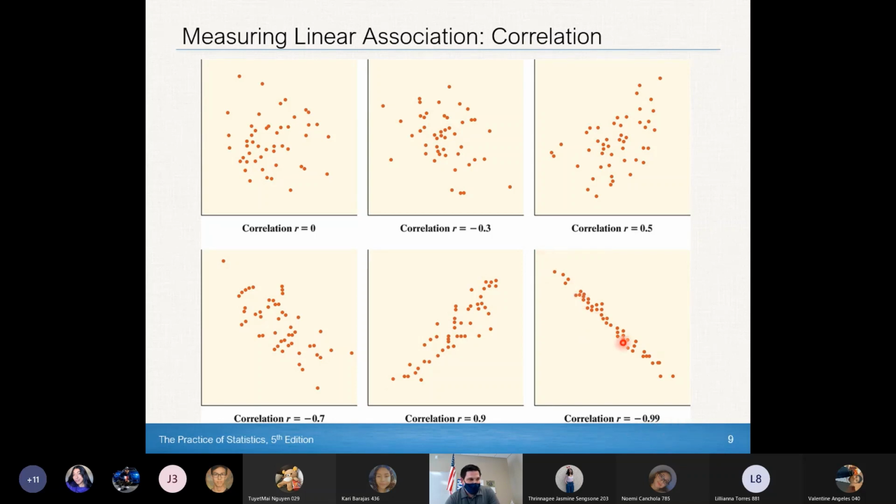-0.99, our points are even more closely clustered to a line. Right, a lot of the points will be on our line. And that's a very strong negative association. So the positive and negative isn't connoting a good or a bad thing. It's just saying whether things are increasing as X increases or things are decreasing as X increases.